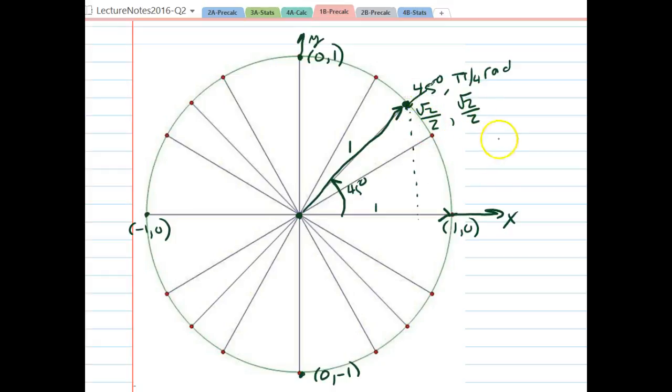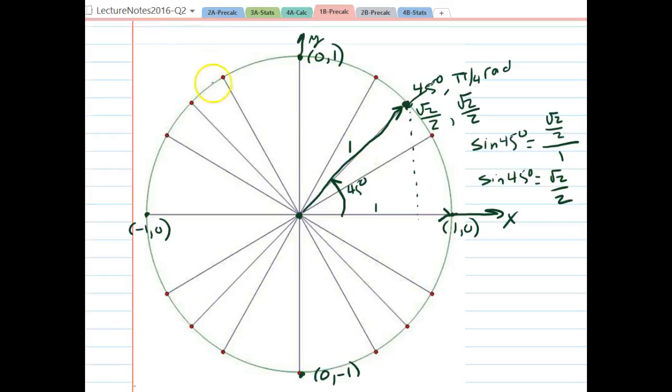And that's because we know that if I take sine of 45 degrees, it's the opposite side, which in this case would be radical 2 over 2, divided by the hypotenuse, which is 1. And so sine of 45 degrees is root 2 over 2.